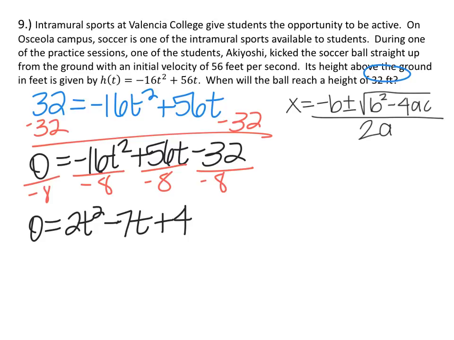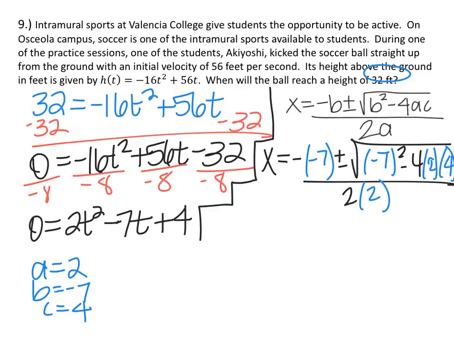So the coefficients will give us a = 2, b = -7, and c = 4. Now let's solve using the quadratic formula. So we start off with x = -(-7) ± √((-7)² - 4 × 2 × 4), all divided by 2 times 2.